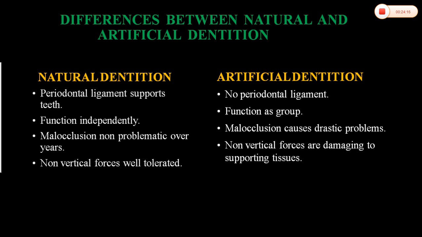Any kind of malocclusion is non-problematic over the years in natural teeth. If a patient has not undergone orthodontic treatment and has crowding of the teeth, there is no problem. He can continue his activities normally. Whereas in artificial teeth, if there is any malocclusion, if there is heavy contact in only one area, it causes drastic problems. So we have to avoid any kind of malocclusion in artificial dentition.